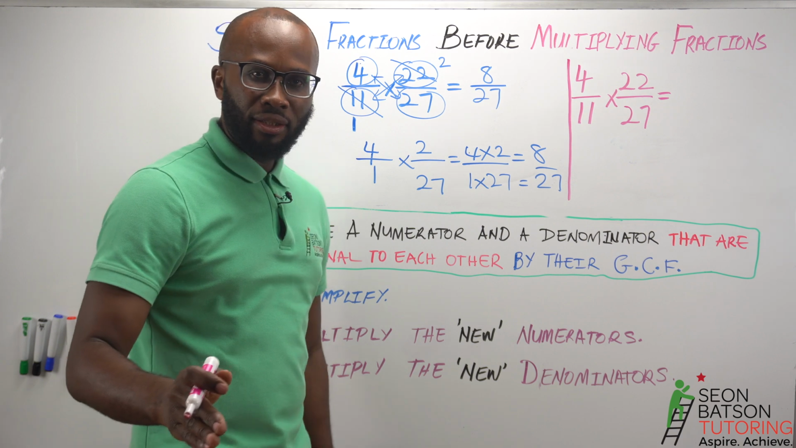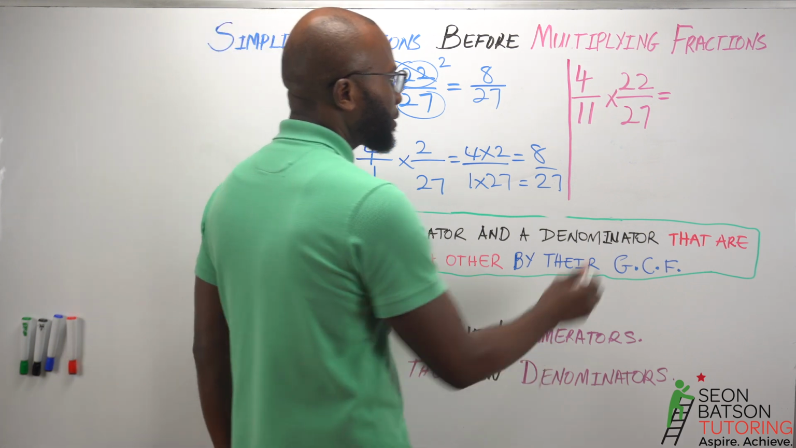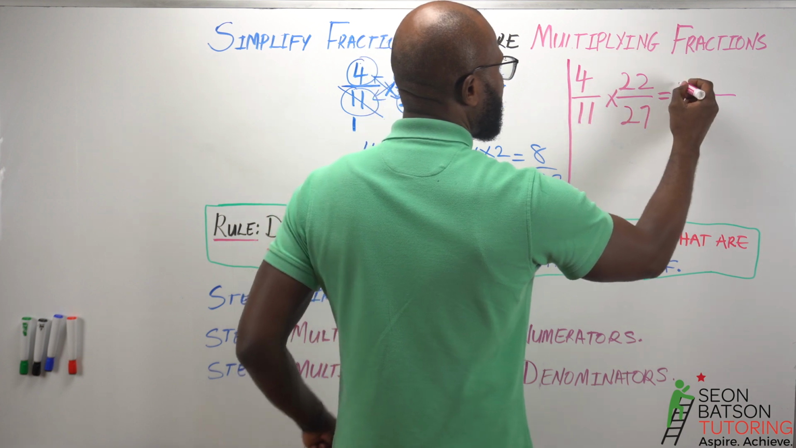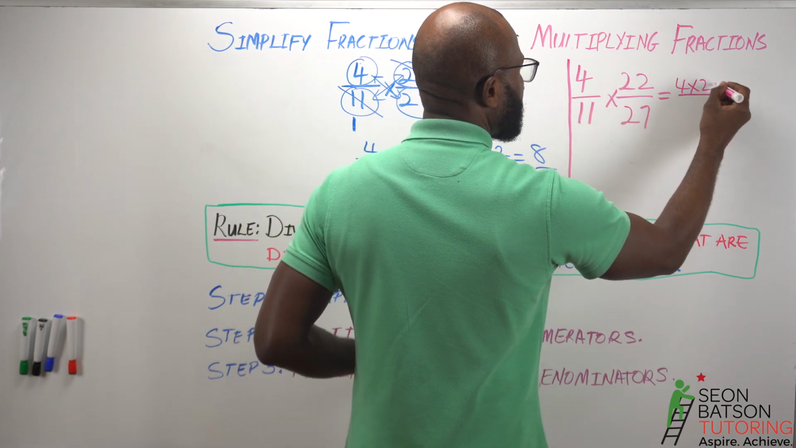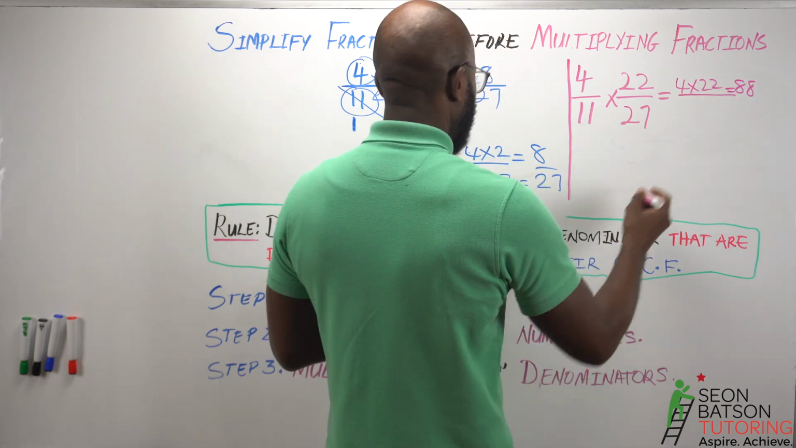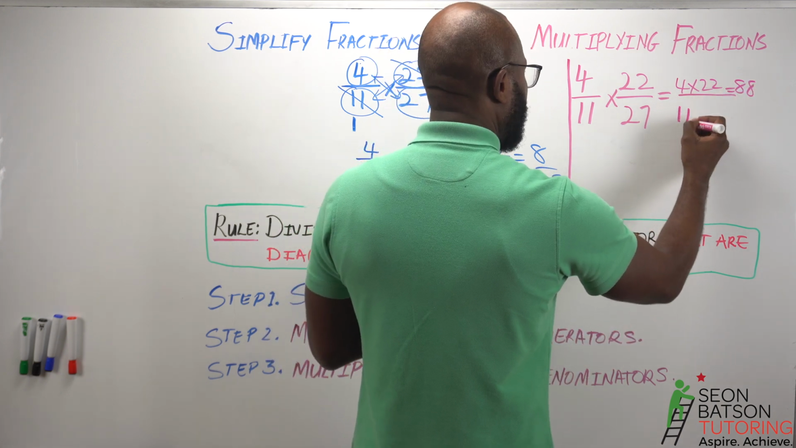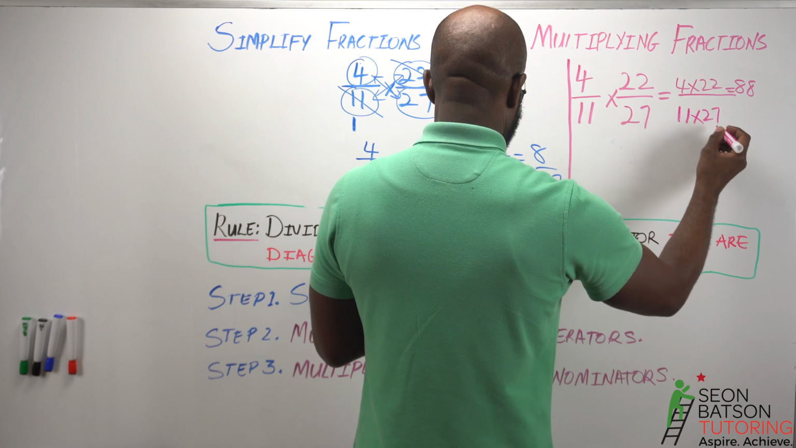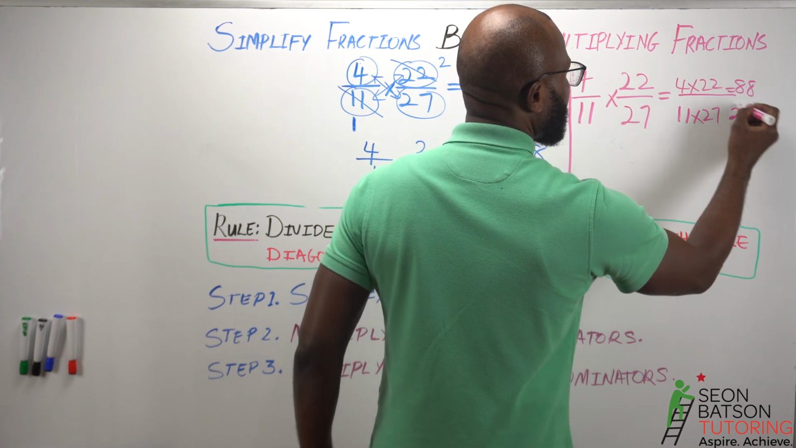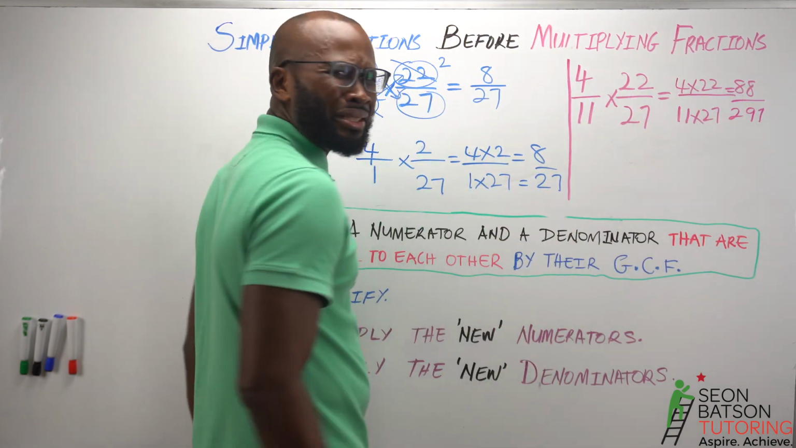If you choose not to simplify, look what will happen. You'll multiply the numerators first. 4 times 22. That will give you what? 88? Yes? And then you'll do 11 times 27. And that will give you 297. Look at that monster!